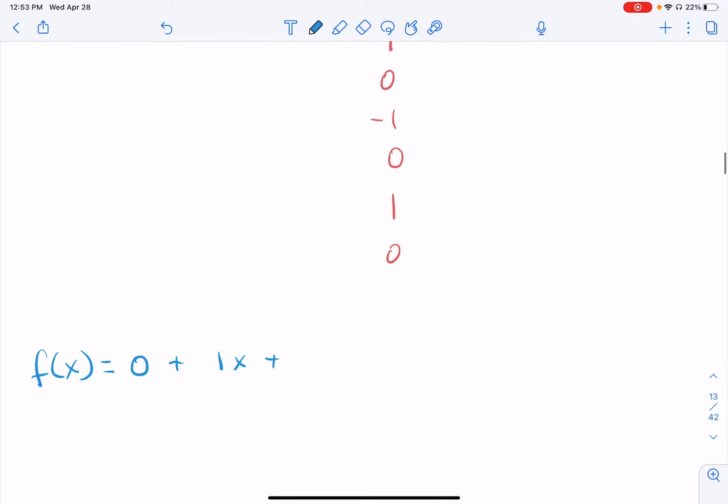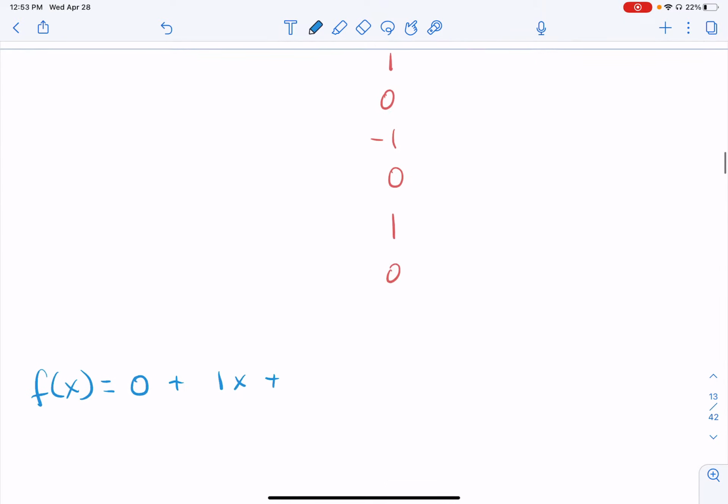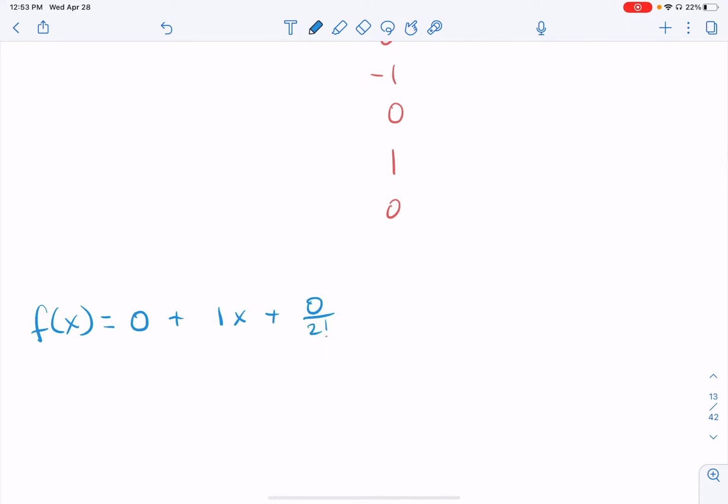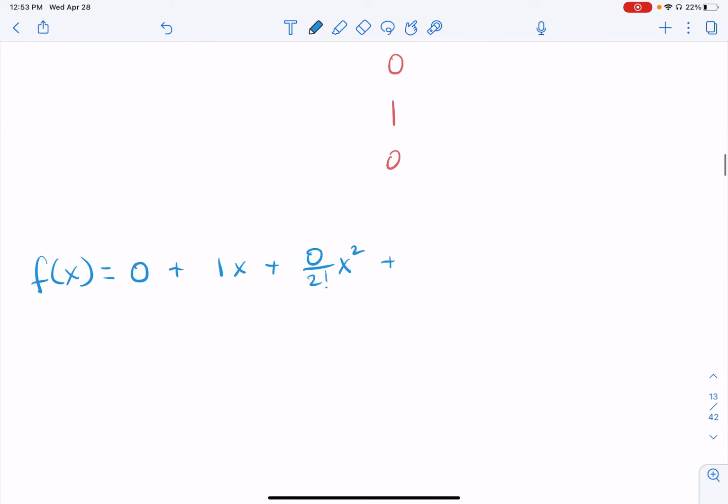And then plus, we're going to evaluate the second one and multiply it times x squared. So the second derivative was 0, and that's supposed to be over 2 factorial times x squared. And then plus, then we want the third derivative. So the third derivative was a negative 1. So negative 1 over a 3 factorial times x to the third plus, and I'm pretty sure the next one is a 0 over a 4 factorial, x to the fourth, and then plus, my next number in my little pattern here is 1 over 5 factorial, x to the fifth, and then, you know, so on and so on.